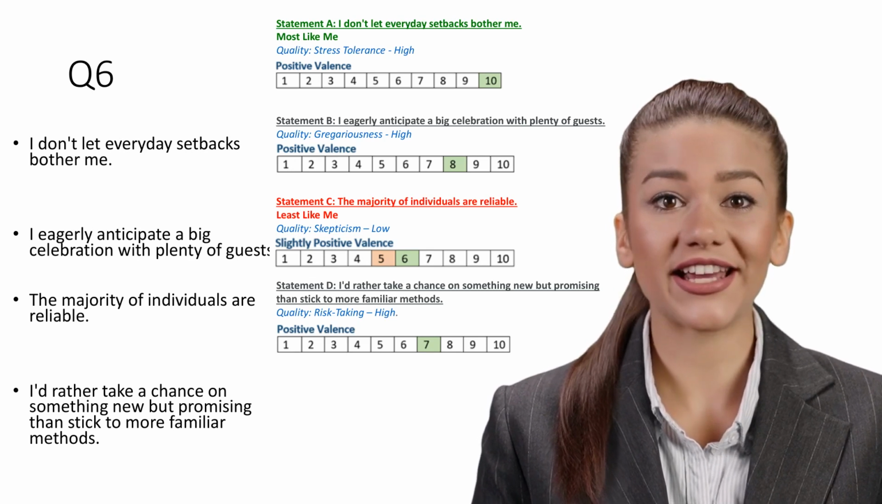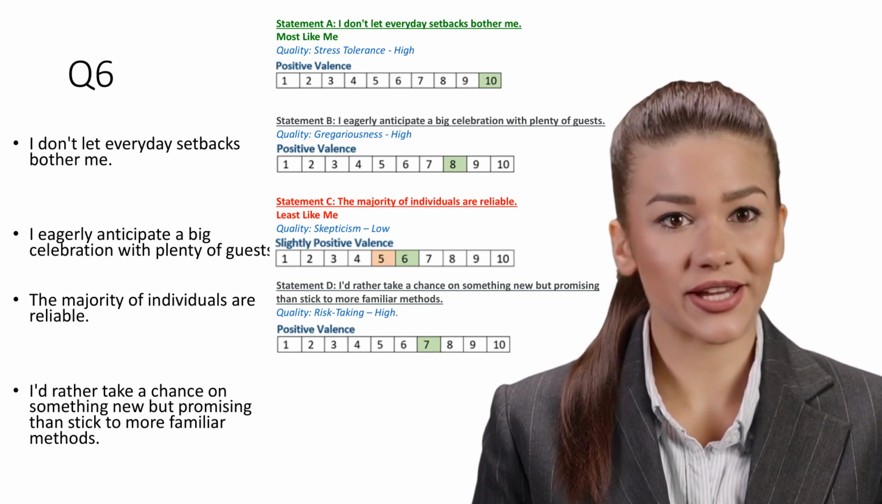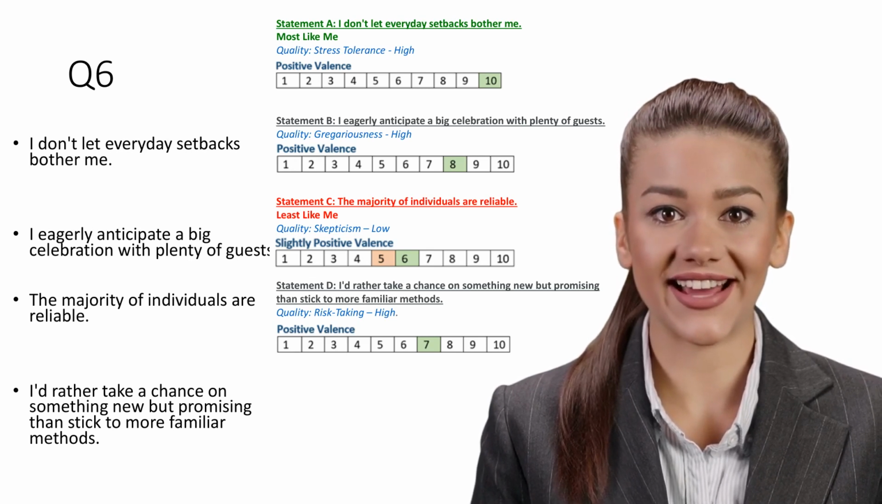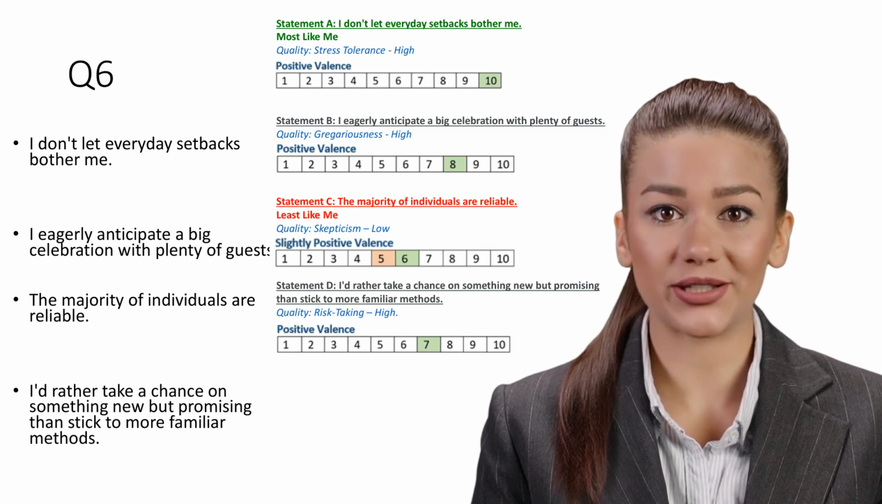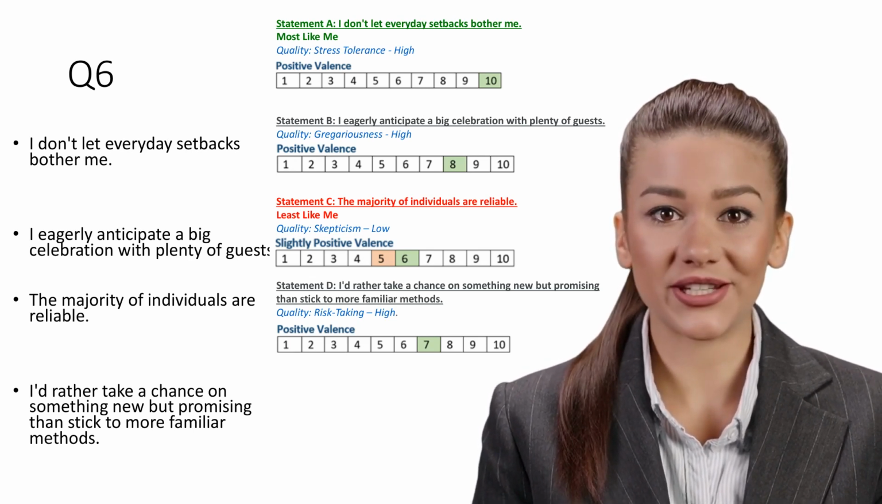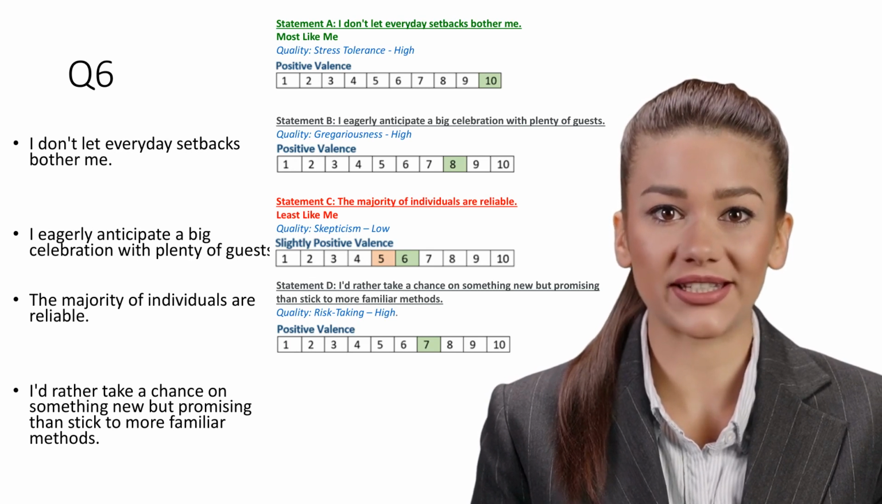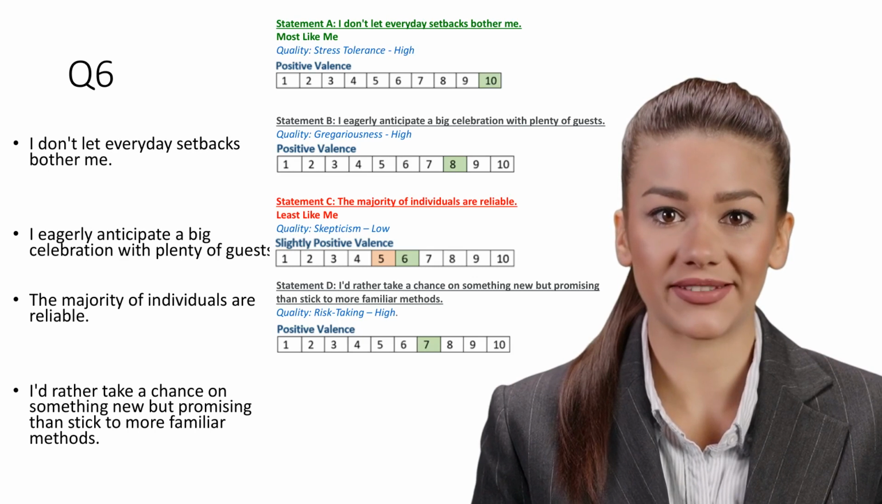Statement B. I eagerly anticipate a big celebration with plenty of guests. Quality, gregariousness, high. Being comfortable meeting new individuals and striking up discussions at group events is a positive quality. Not every successful staff member needs to enjoy large parties and celebrations, hence the stress tolerance statement above is marked as most desirable.